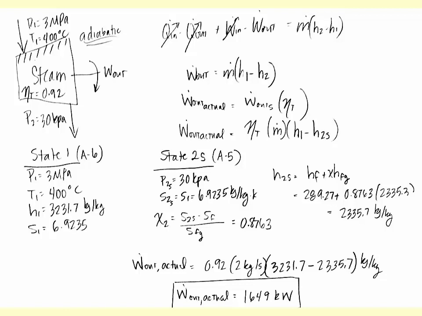At state 1, we know it's 3 megapascals and 400 Celsius, so we have a pressure and a temperature. It's a superheated vapor, so the state is completely fixed. The entropy and enthalpy can be looked up. So the enthalpy is 31.7 kilojoules per kilogram, and the entropy is 6.9235 kilojoules per kilogram Kelvin. That comes from table A6, superheated.